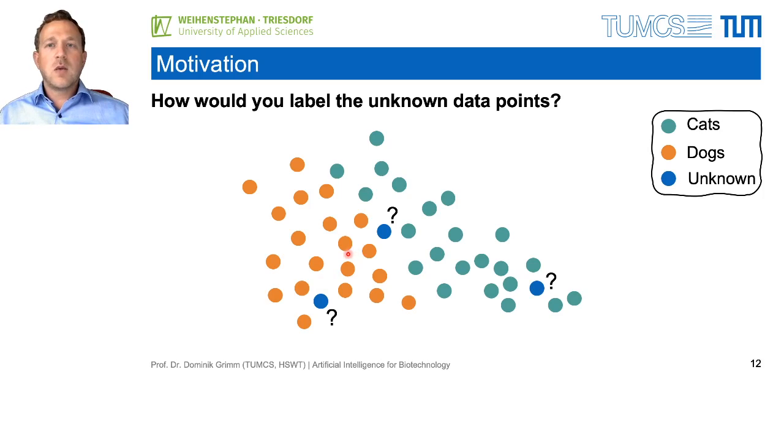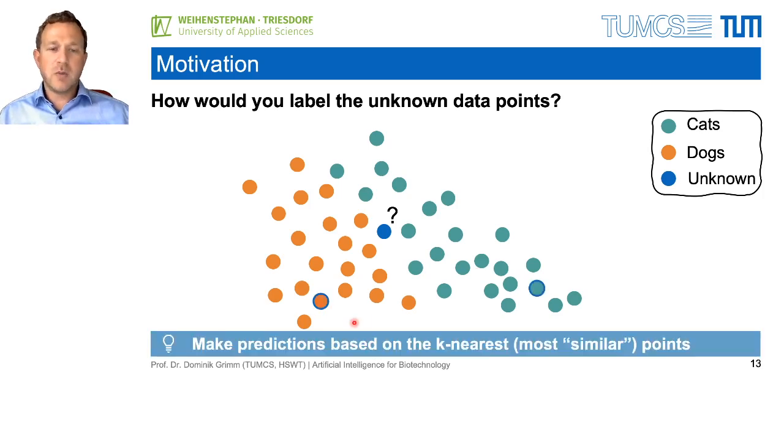So how could we do this? What we could do is, if we look at this plot, we could very easily make predictions based on the most similar points in the neighborhood. And that's the idea of k-nearest neighbor. So we make predictions like here or like here based on the most similar points in the neighborhood. But what about this example here? For example, here we have green ones in the neighborhood, here we have orange ones in the neighborhood. So how do we make predictions here?